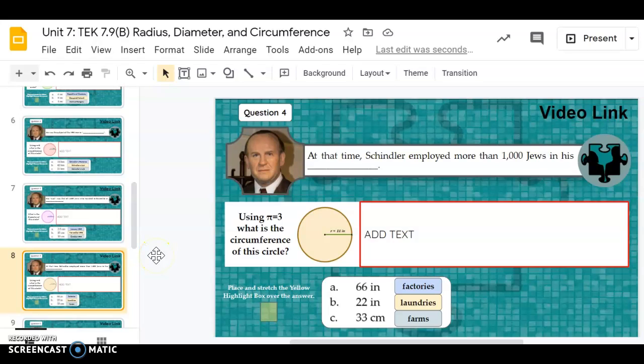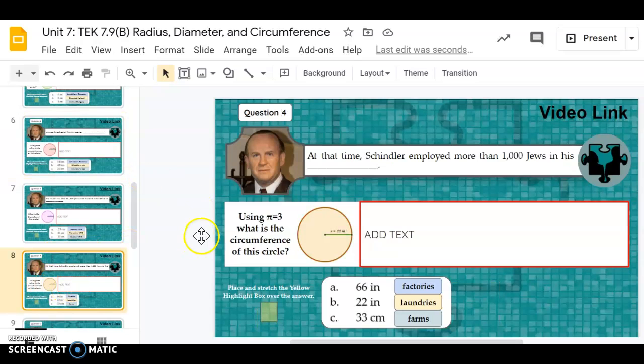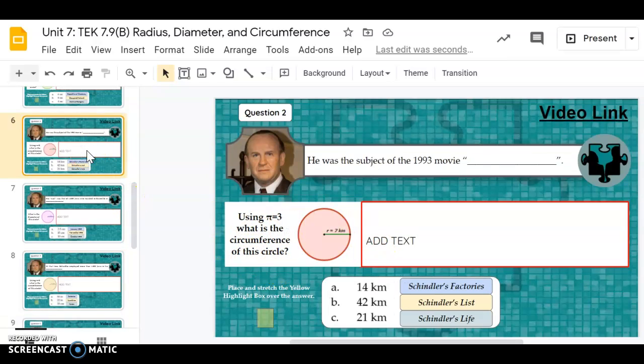All right, what is great about question number 4? It is just like question number 2. If you look at it, it is exactly the same. Using pi equals 3, what is the circumference of this circle? We did the same thing on question number 2.